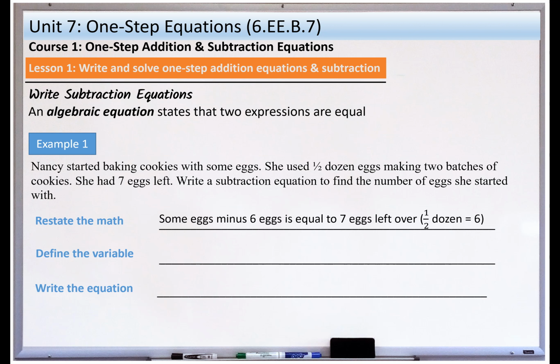Okay, so we have some eggs minus 6 eggs is equal to 7 eggs left over. Where did I get 6? Because 6 is half a dozen. A dozen is 12. So let's read it again. She uses 1/2 dozen eggs, making 2 batches of cookies. She has 7 left over. How many did she start off with? So some eggs minus the 6 she used is equal to 7 eggs left over. I'm going to let x represent the number of eggs she started with because I don't know what that is. So x minus 6 is 7.